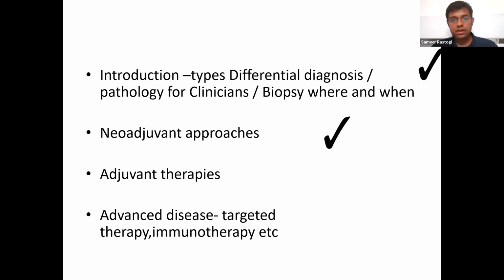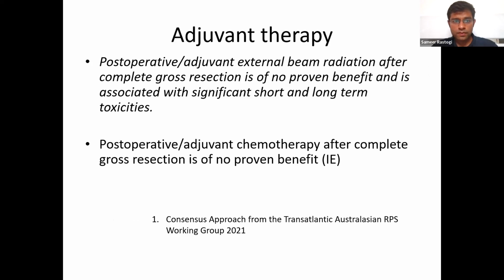Neoadjuvant chemotherapy is still going on in STRASS-2. The STRASS trial failed for its primary endpoint, and there are quite a few retrospective studies, but post-STRASS, the emphasis on retrospective studies has almost gone. What about adjuvant therapy? I've attended quite a few tumor boards of the Transatlantic Retroperitoneal Sarcoma Working Group, and right now they are not advocating any adjuvant therapy.